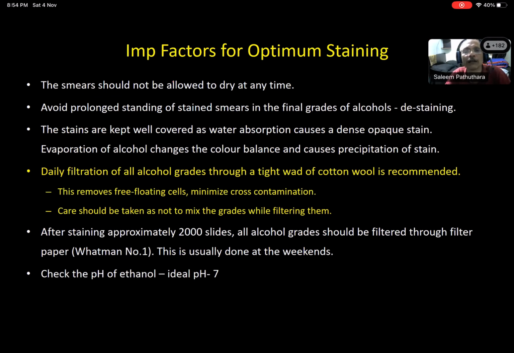Now, what are the factors for optimum staining? We have to do a lot of quality control. One of the most important quality controls is daily filtration of alcohol grades through a tight band of cotton. This will remove the free-floating cells and minimize cross contamination, and care should be taken not to mix grades while filtering them.